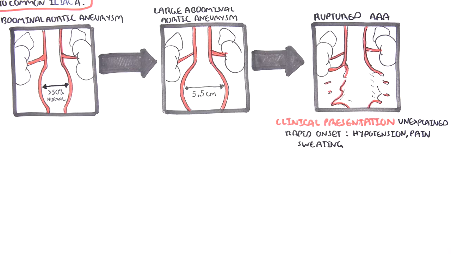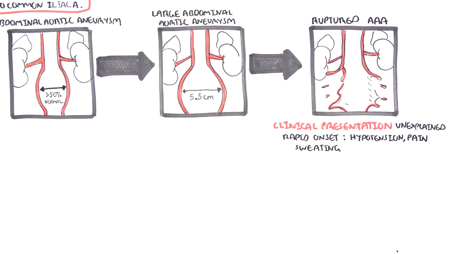Also, the AAA can rupture either anteriorly or posteriorly. Anteriorly, it can rupture into the peritoneal cavity, or posteriorly into the retroperitoneal. Rupturing into the peritoneal cavity has a poorer prognosis. Let's take a closer look.